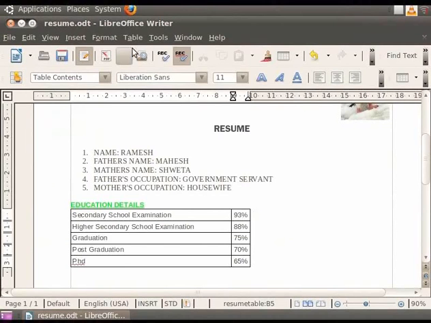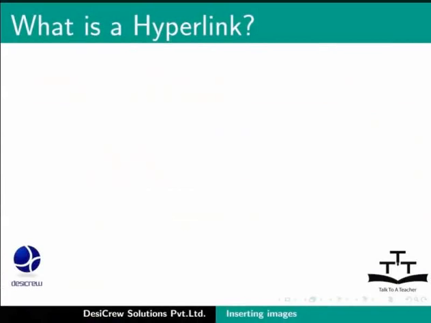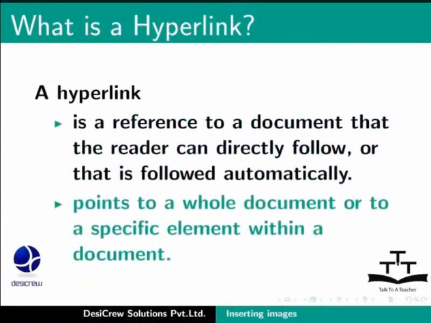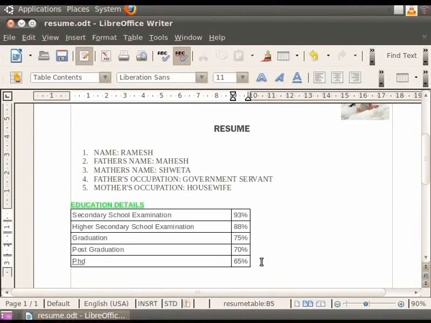Next, we will see how hyperlinks are created in Writer. A user following hyperlinks is set to navigate or browse the hypertext. A hyperlink is a reference to a document that the reader can directly follow or that is followed automatically. A hyperlink points to a whole document or to a specific element within a document. Before creating a hyperlink in the file, we first create a document to be hyperlinked.